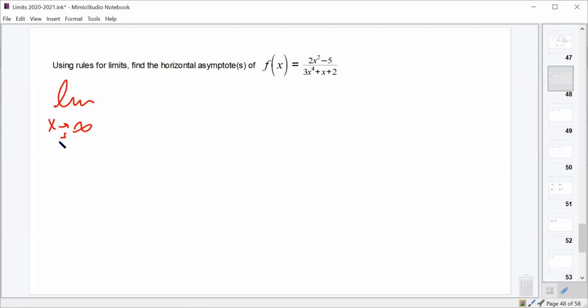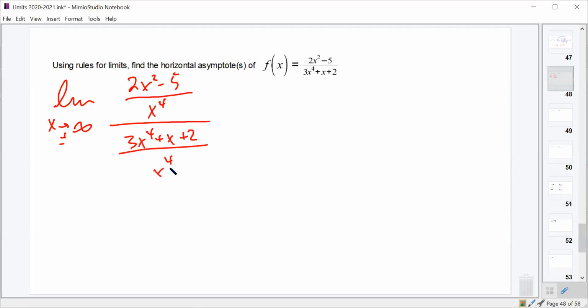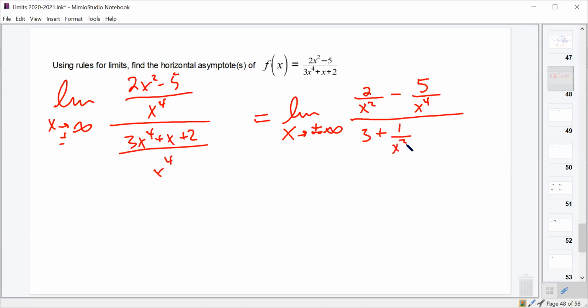And we're going to do a limit as x approaches either positive or negative infinity of 2x squared minus 5 all over x to the 4th, over 3x to the 4th plus x plus 2 all divided by x to the 4th. Everybody good with that start? Okay. What does the 2x squared over the x to the 4th become? 2 over x squared. Good. And then minus 5 over x to the 4th. All over, down here, we've got 3 plus 1 over x cubed plus 2 over x to the 4th.